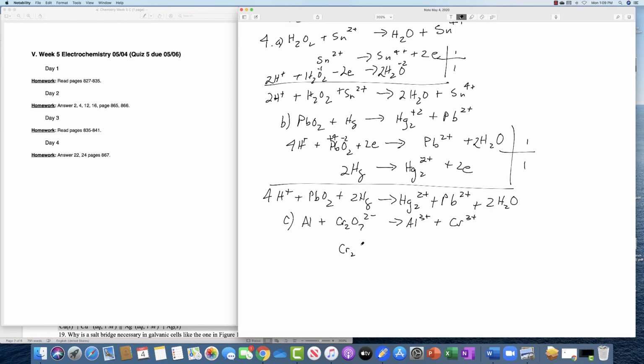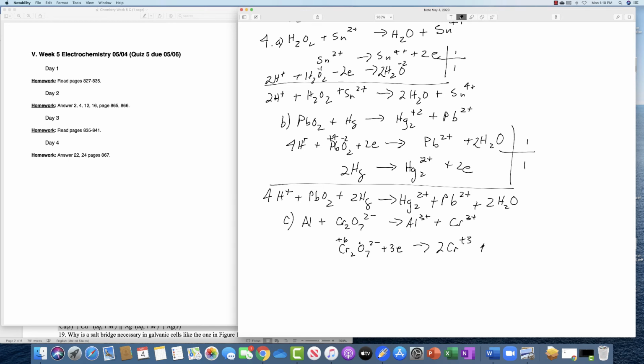We have Cr2O7 2-. It's going to go to 2 Cr3+. We have 2 here, so we have to have 2 here. In this situation, this is a minus 2 times 7 is minus 14, but the overall is minus 2, so minus 12 has to be balanced by chromium. So this has to be plus 6. So this goes from plus 6 to plus 3 by the addition of 3 electrons.